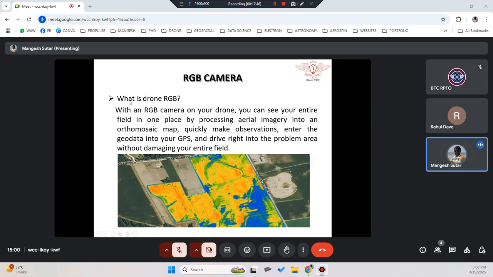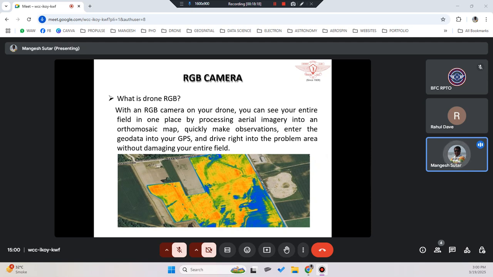With an RGB camera on a drone, you can see the entire field in one place by processing aerial imagery into an orthomosaic map. Quickly make observations, enter the geodata into GPS, and drive right into the problem area without damaging your entire field. So using the cameras and software for creating orthomosaic maps, you can get better data, which can tell you which area, for example, if you are doing crop monitoring.